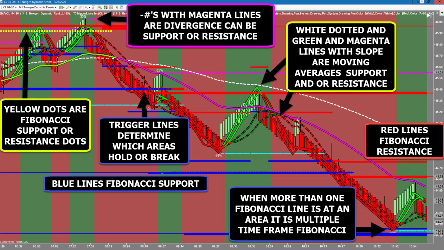And so again, support and resistance are the red and blue lines. The yellow dots are 1-to-1s, which is just a Fibonacci alternate, so it can be support or resistance. And the negative numbers on the chart are going to generate divergence. And again, divergence, we'll talk about it a lot more in our trend trade video and our edge trading video.